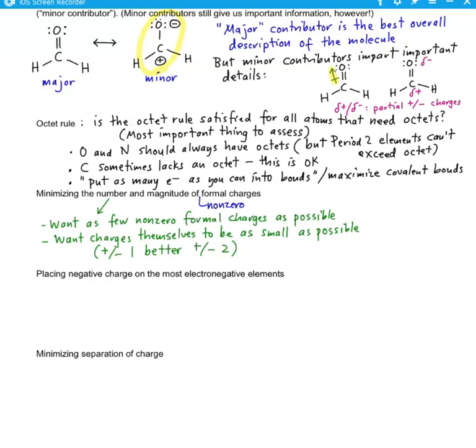Now, in practice, for the structures that you're going to be drawing in this class and in the next semester, I can't even think of a case where you're going to have a formal charge that's not plus or minus 1. So if you're drawing structures and finding charges of plus or minus 2 or greater, there are probably better structures that you can draw. So you want these charges to be as small as possible.